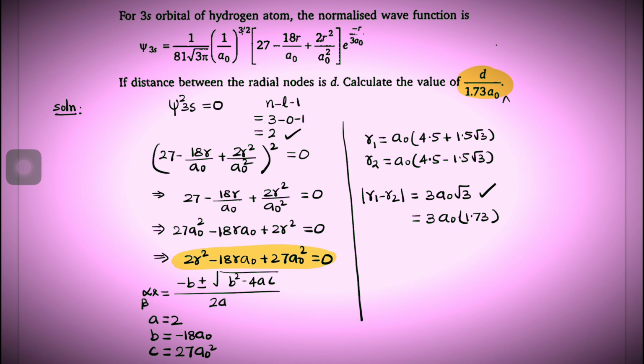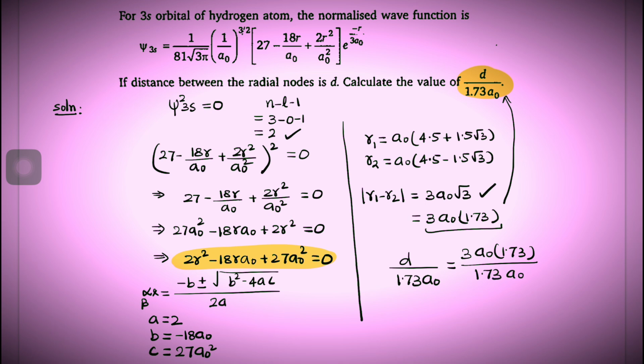Now let's figure out the value of this. It is d divided by 1.73 a naught, and d is 3 a naught into 1.73, divided by 1.73 a naught. The 1.73 and a naught cancel out, so the value of the expression is equal to 3. That's all. Thank you.